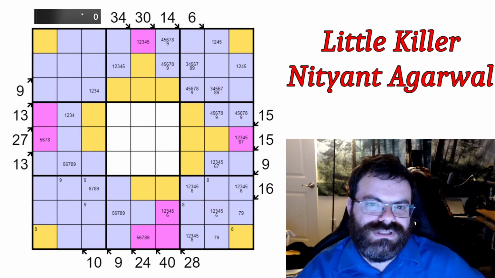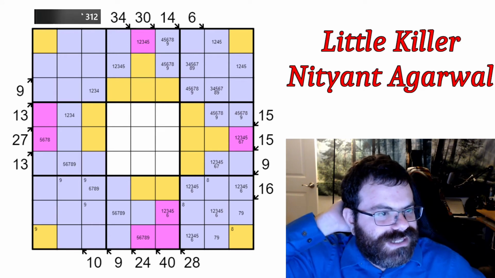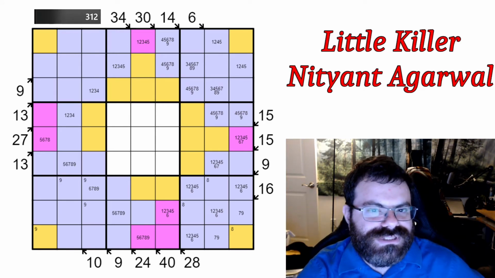So let's just add all our little killers again. 15, 15, 9, 16, 28, 40, 24, 9, 10, 13, 27, 13, 9. 312. Is that the same number I got last time? 34, 30, 14, 6, 15, 15, 9, 16, 28, 40, 24, 9, 10, 13, 27, 13, 9 is 312.